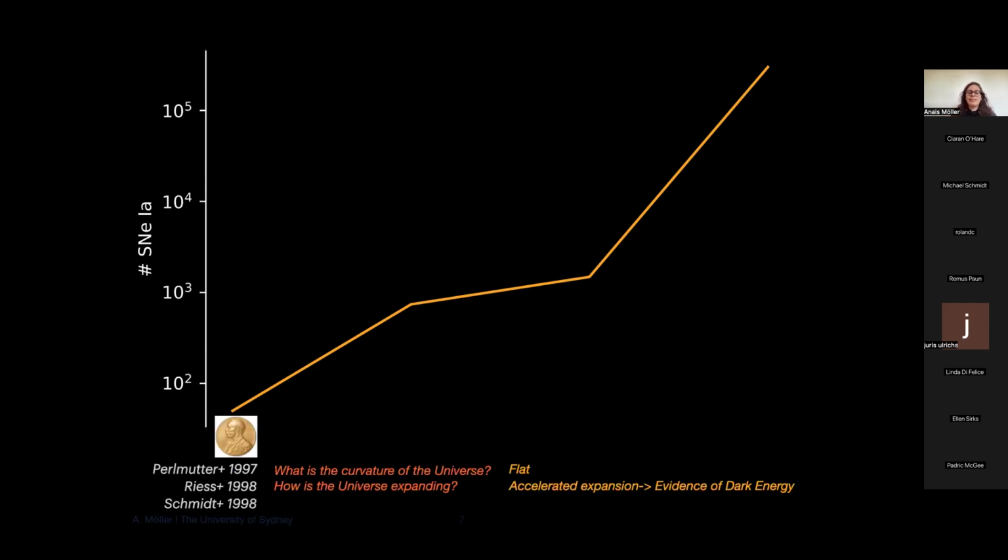And in the 1990s, we have two groups that actually won the Nobel Prize for measuring that cosmic expansion and finding that we were expanding in accelerated fashion, which is evidence of dark energy. They also measured at that time that the universe was flat with these measurements. And this is the late 1990s. Now, this is the first generation experiments with type 1a supernova.